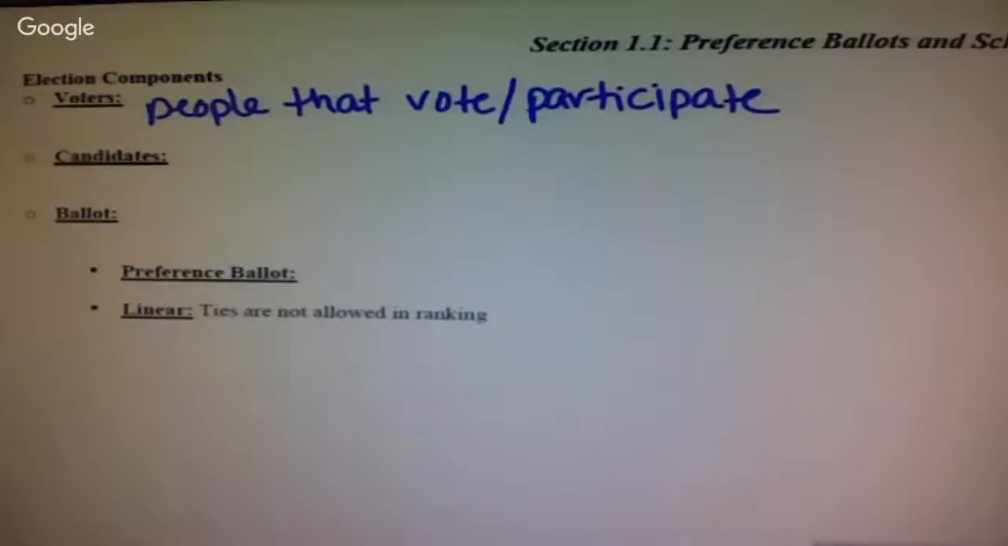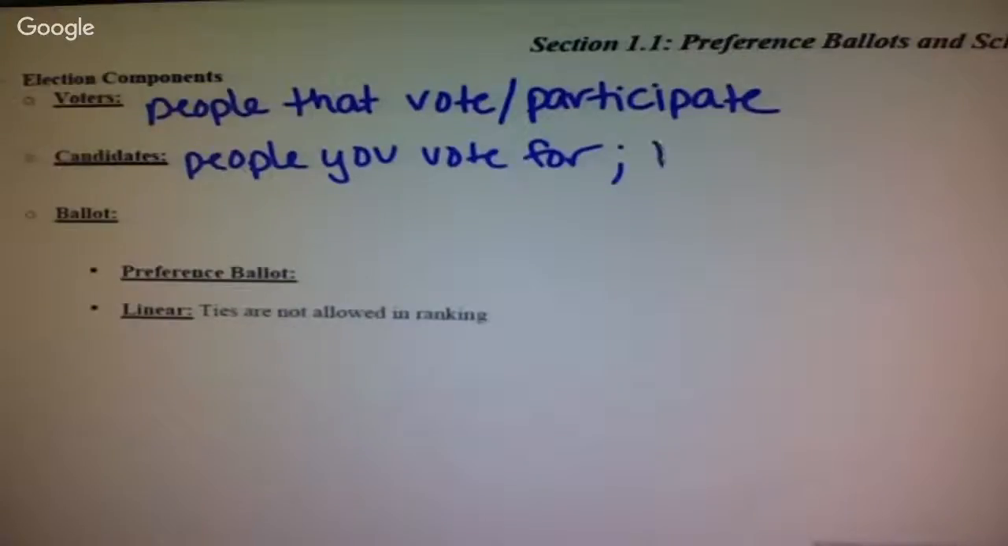The second thing you need to have an election are candidates. What are your candidates? The people you vote for or your runners. I guess we should put "or things" because we're not always going to talk about people. We're going to rank things.